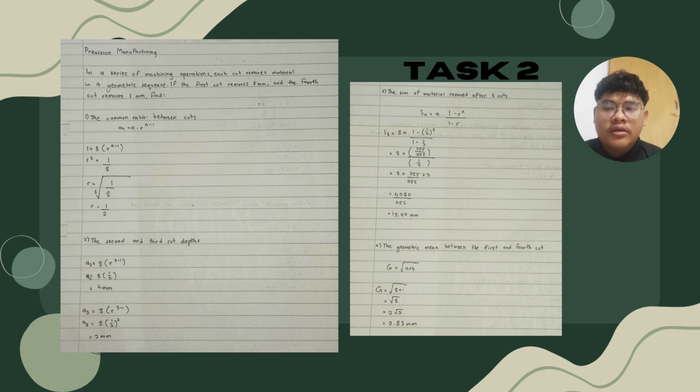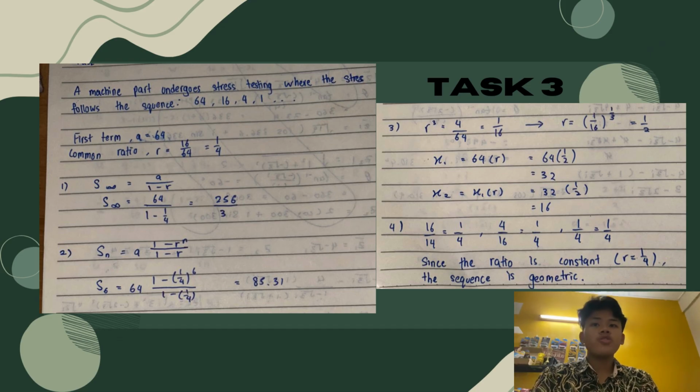The second and third cuts remove 4 mm and 2 mm respectively. The total material removed after 8 cuts is 15.94 mm, and the geometric mean between the first and the fourth cuts is 2.83 mm. Okay, thank you for task 2.